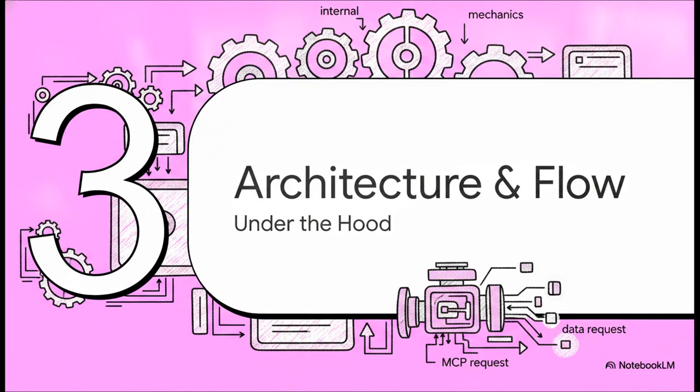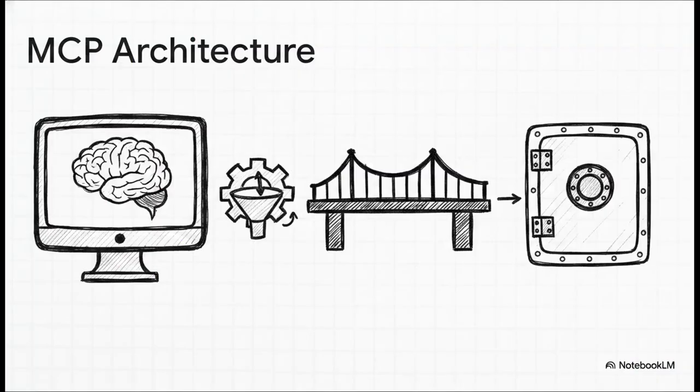Okay, part three, architecture and flow. So how does this actually work under the hood? The architecture relies on 3 key players working in perfect harmony. First, there's the host. This is the application the user interacts with, containing the AI model itself. Inside that host sits the client, which manages all the plumbing and translates the model's requests.